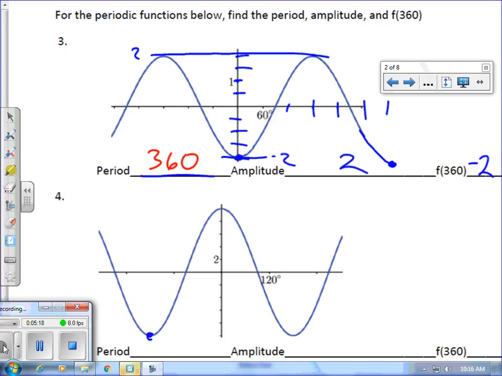This one, basically the same. It messes with you a little bit because it says that's 120. Well, that means that's 60. That means that's 180. So if that's 120 here, that's 60, that's negative 180. So then the period is the same, 360. Amplitude.